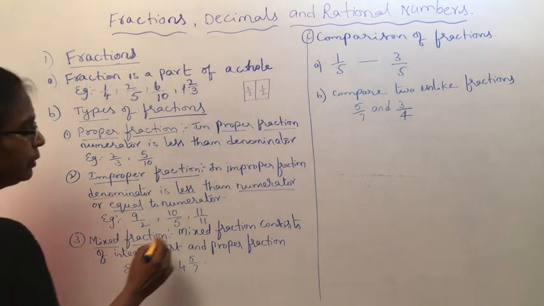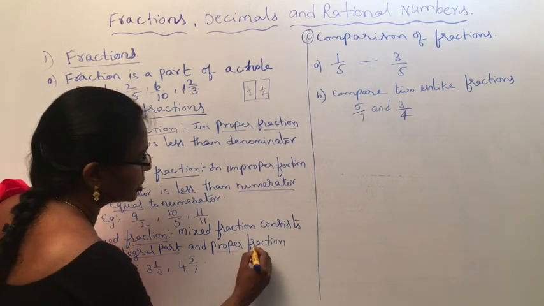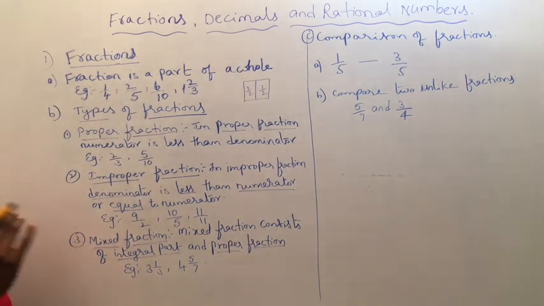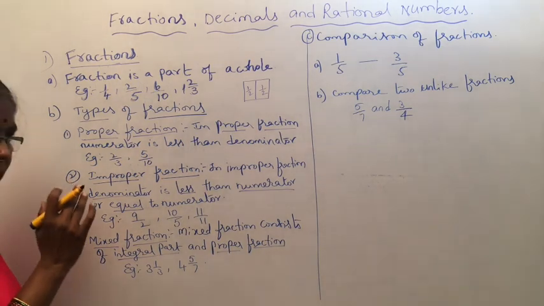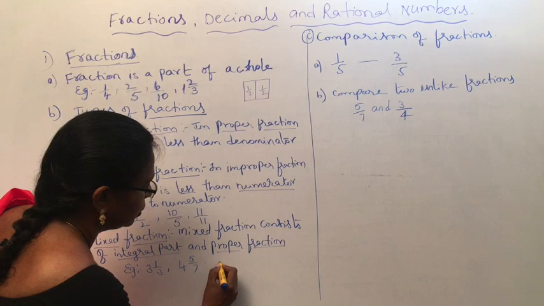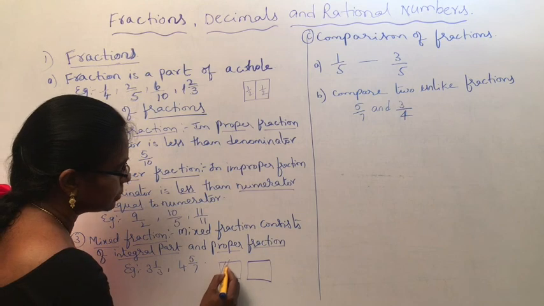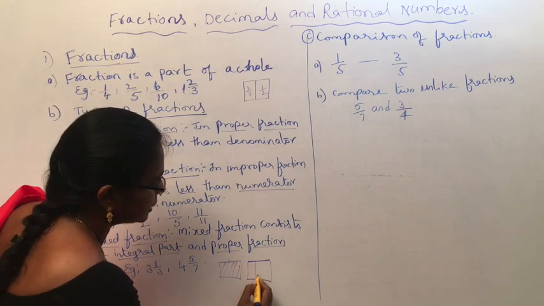Next, mixed fraction. A mixed fraction consists of an integral part and a proper fraction. Suppose you have 2 mangoes. You do not cut the first mango, and the second mango you cut into 3 parts and you take 2 parts. Then how to write? One mango you already have, and from the second you take only part.